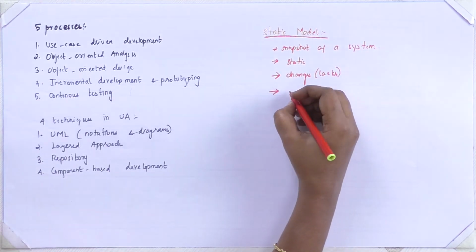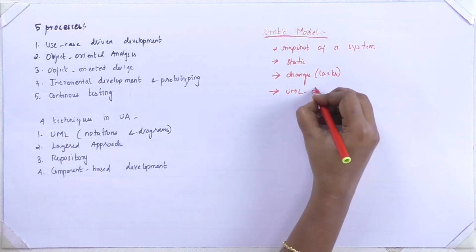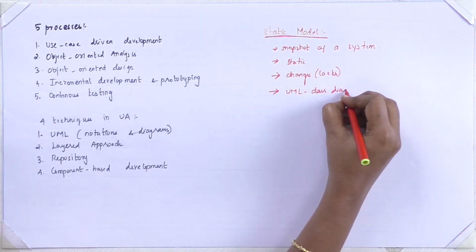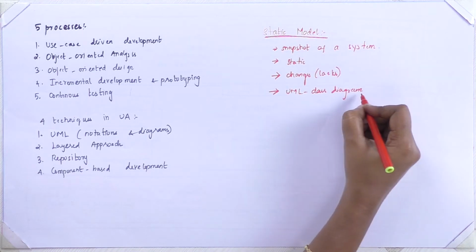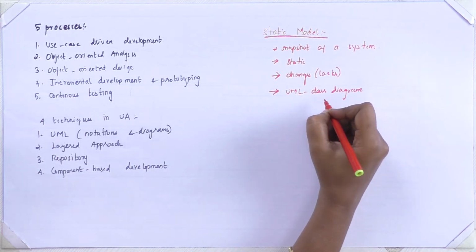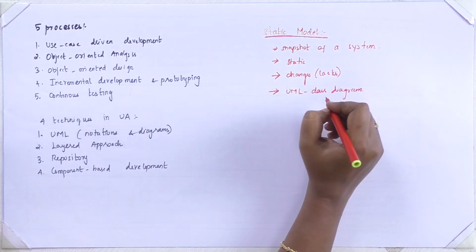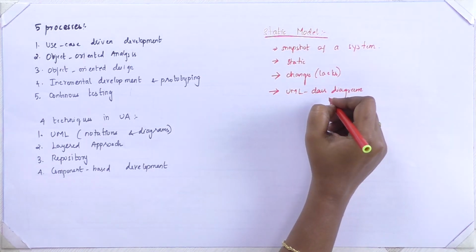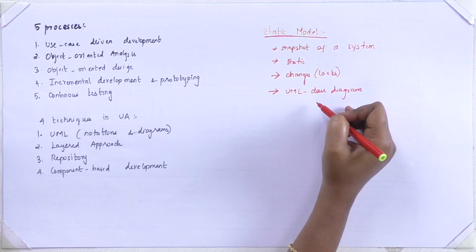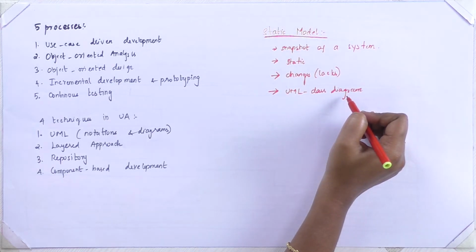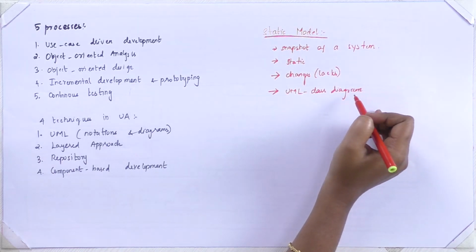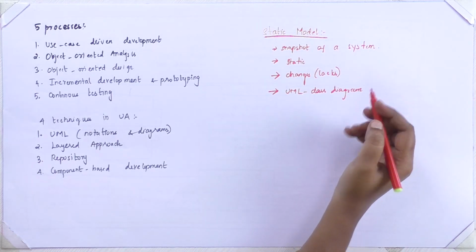For example, you have the UML class diagram. UML class diagrams represent what classes you have in the software, what attributes and what methods you have in those classes. So class diagrams represent the static model of our software. These class diagrams will not change over time. So this is a static representation.